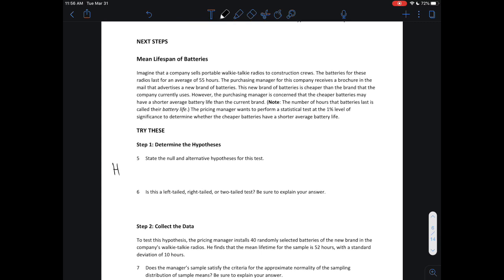So just like before, our null hypothesis is going to involve mu equal to a number, and our alternative hypothesis will involve mu somehow unequal to a number. So we need to figure out just what that number is and what will be the inequality sign for the alternative hypothesis. Going back to what was given, we can see that the manager wanted to perform a statistical test to determine whether the cheaper batteries have a shorter average battery life.